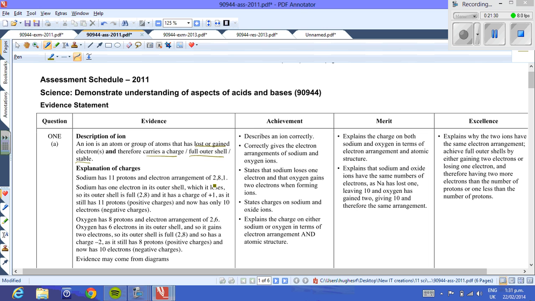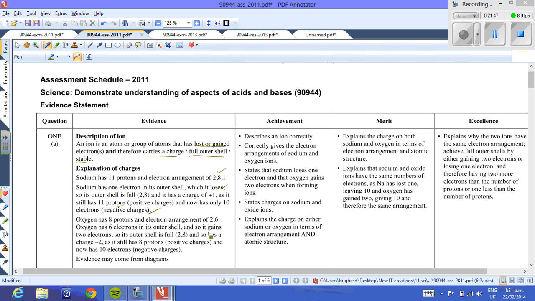Sodium has 11 protons and the electron arrangement is 2, 8, 1. Sodium has 1 electron in its outer shell which it loses. Covered that. So its outer shell is full to become 2, 8. It has a charge of +1 as it still has 11 protons, which are positive charges, and now only has 10 electrons, which are negative charges.